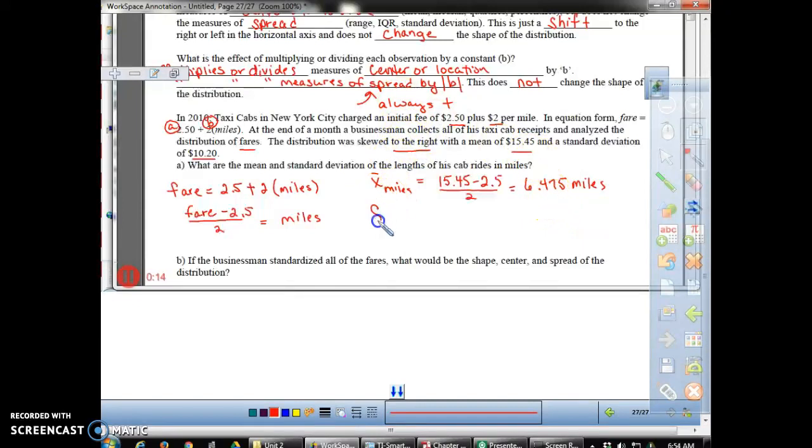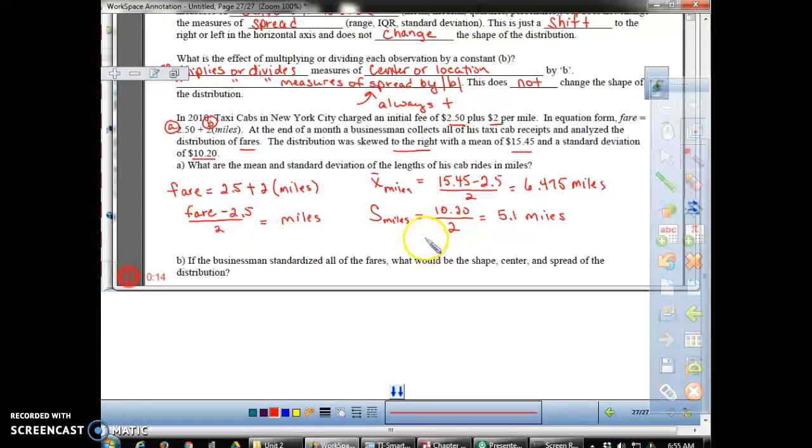Okay, now let's do standard deviation for the miles. So the standard deviation for the fares was 10.20. And standard deviation is only impacted by what? It's only impacted by the division. It's not impacted by the shift to the left or right, because this shift to the left is not actually stretching or compressing. It's not changing how spread out the data is. So I'm simply going to divide by 2. And that will give me 5.1 miles.